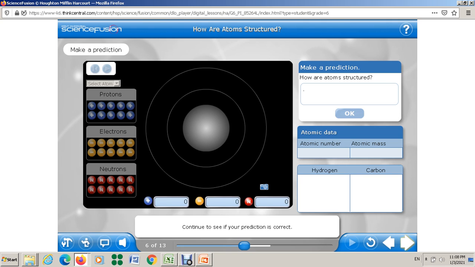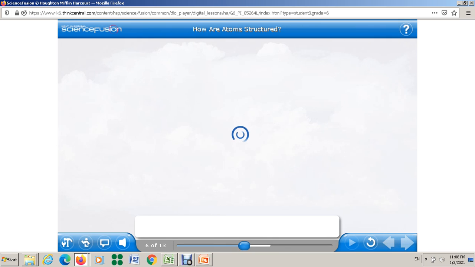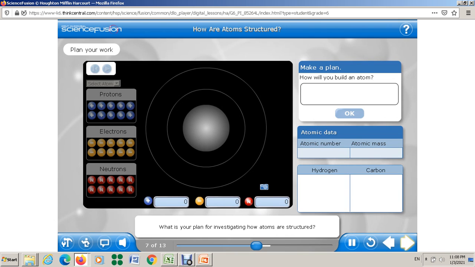You have to know the number of protons equals the number of electrons, right? The overall charge of the whole atom, which is what? Which is 0, right? What is your plan for investigating how atoms are structured? Type your plan in the box and then click OK. What are you going to do to build this structure?